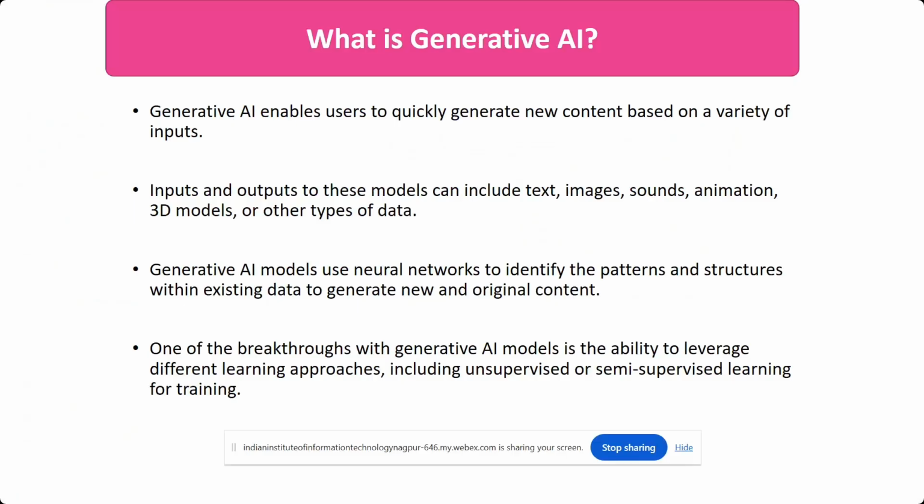So basically, what is generative AI? Generative AI enables the users to quickly generate new content based on a variety of inputs. Inputs and outputs to these models can include text, images, sounds, animation, different 3D models, and other types of data. Here, generative AI models use neural networks.